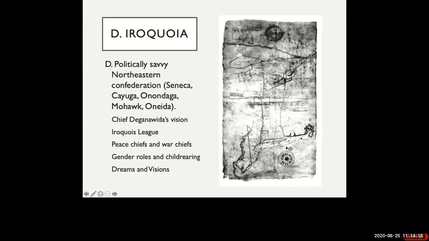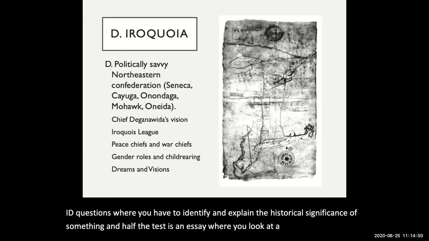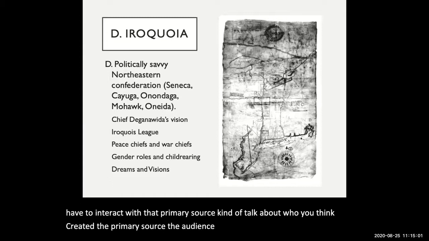Professor, I have a question. Yes. Would we be tested a lot on this chapter, like life before the exploration of the Europeans? All right. Here is how I have done testing in the past. Half the test is ID questions, where you have to identify and explain the historical significance of something. And half the test is an essay where you look at a primary source and have to interact with that primary source, talk about who you think created it, the audience, the context, that sort of thing. But I don't think that will work well for a hybrid testing situation.